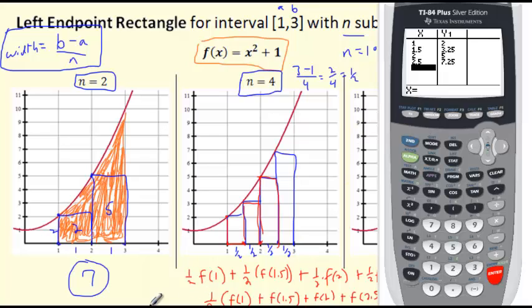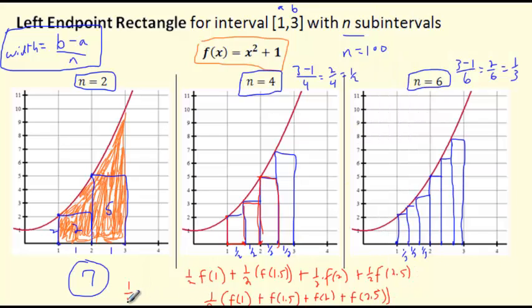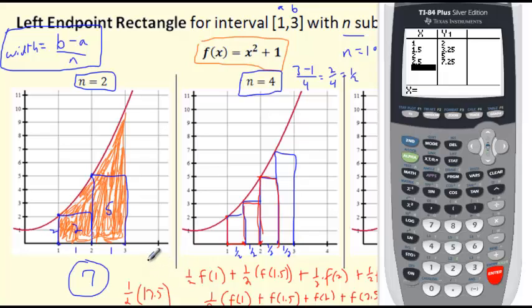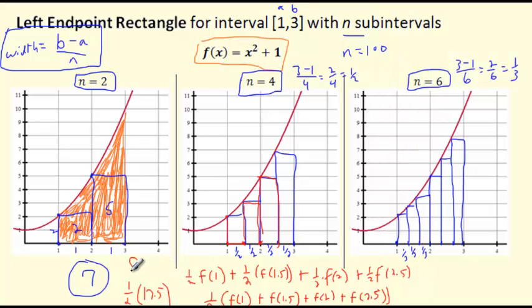So let's come back to this. It'll be 1/2 times all those added up, which was 17.5. So what is 1/2 times 17.5? What is that? 8.75. So the approximation of these 4 rectangles, the area there, is 8.75. So you can see the rough, I started with 7, now I'm at 8.75.